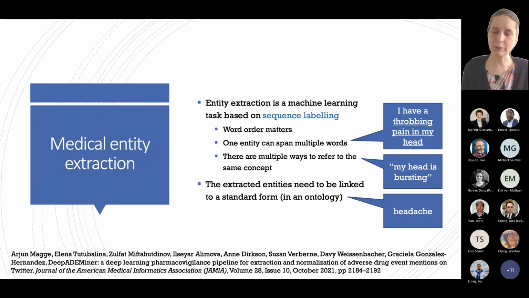Because there are so many different ways to refer to the same thing, there's another task apart from extracting the entities, and that is to link them to a standard form. For example, in the medical domain, I don't know if there are any medical people here, we have the UMLS, a really large knowledge base of medical terms. The word headache would be in there, and maybe some other terms to refer to the same thing, but definitely not all the ways that people refer to it in a text.